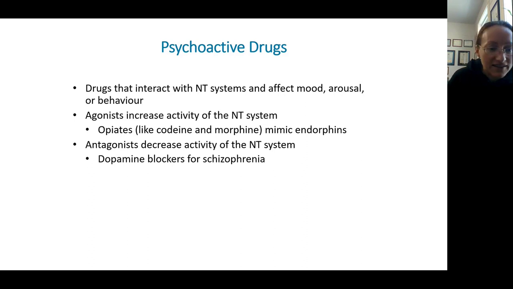And then an antagonist decreases the activity of the neurotransmitter system. So some treatments for schizophrenia are based on blocking the activity of the dopamine neurotransmitter system. Another example is curare. Some tribes use arrows that they dip into some kind of poison, and if you get hit by that arrow, you're sort of paralyzed. What curare does is that it blocks acetylcholine, and that interferes with your ability to move, which we know is based on choline.